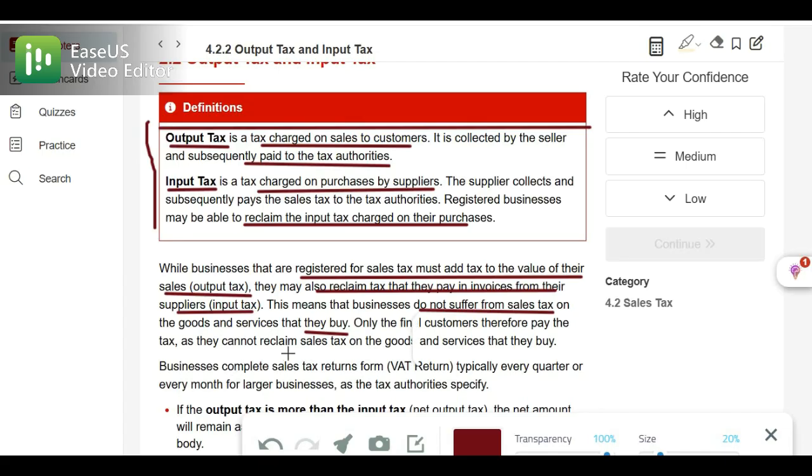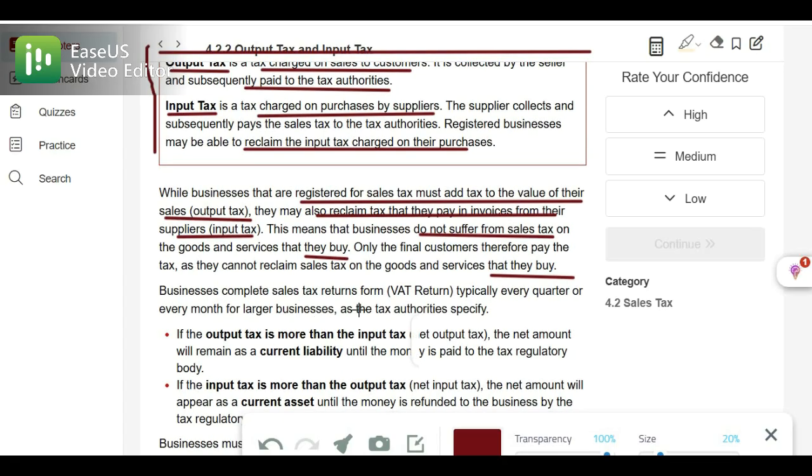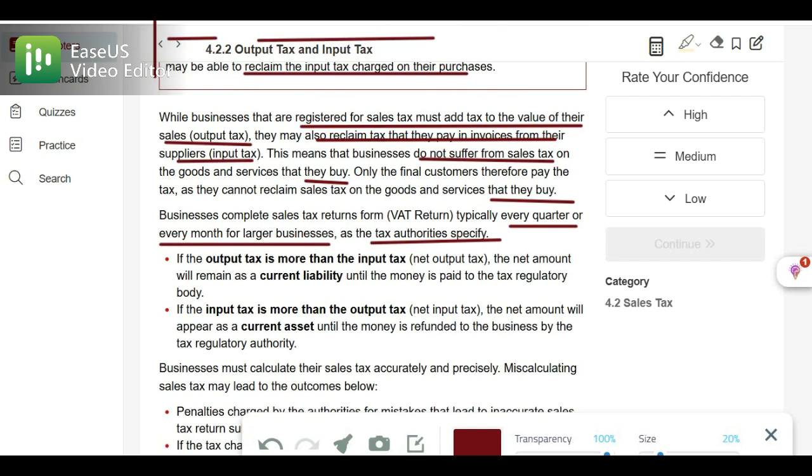Clear? Now, businesses complete a sales tax return, or VAT return, typically every quarter or every month for a larger business, as the authority specifies. So the point you have to understand here is that output tax is the tax you charge customers, input tax is the tax you pay suppliers, and businesses reclaim input tax, so only the final consumer pays sales tax. Now you file a VAT return monthly or quarterly to report this, and mistakes can cause penalties, or you may say losses. Clear?